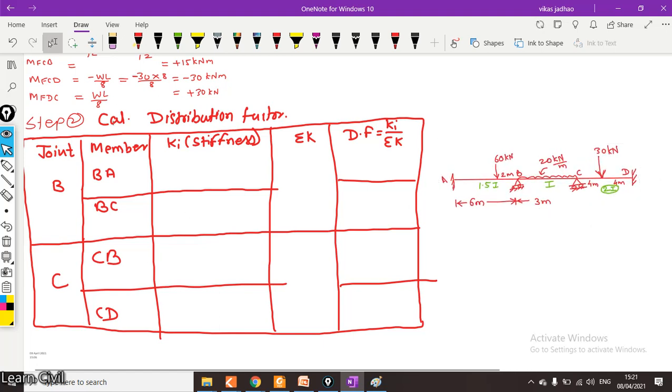Now at this joint B, you can see two members are meeting, that is BA and BC. So we will first find out the distribution factor at joint B.